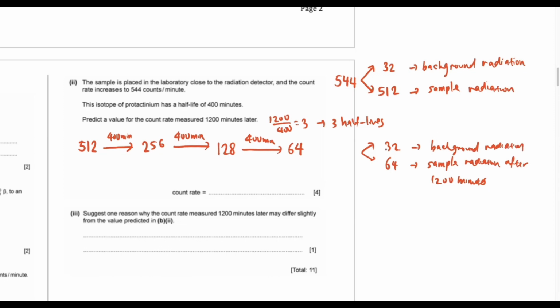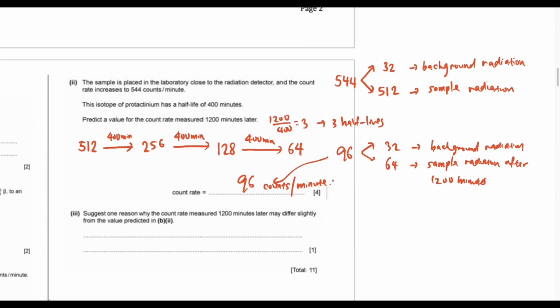So because of that, the readings that you get from the counter, the Geiger-Müller counter, should be 32 plus 64, which is 96. Okay, so 96 count per minute. So that's the thing. The background is there.